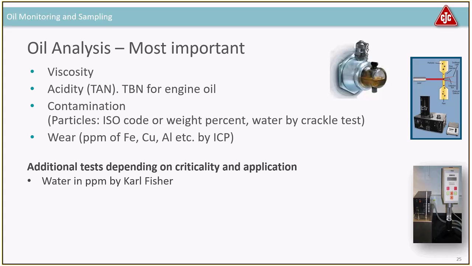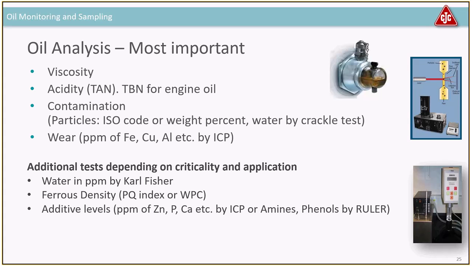If there's something critical happening or it's a very important application, you would measure water by Karl Fischer coulometric titration instead. This is much more accurate. You could measure like 123 ppm or whatever it is, and not just roughly 1000 and above. You could also use the ferrous density test, PQ or VPC, very important for gearboxes and heavily loaded machinery, because they will look at ferrous metal, so magnetic metal, and how that is showing up in the sample.